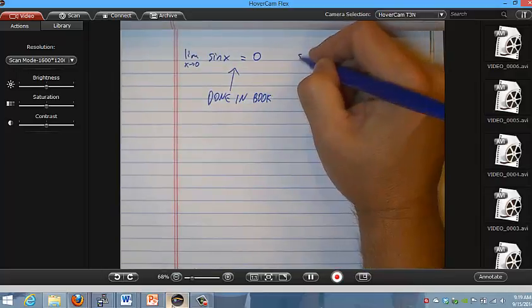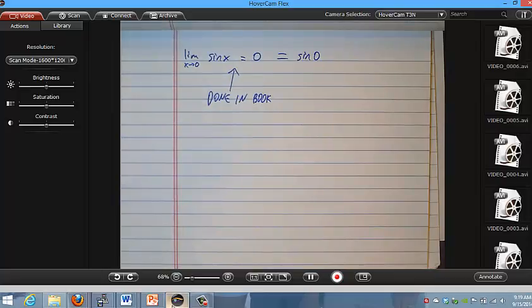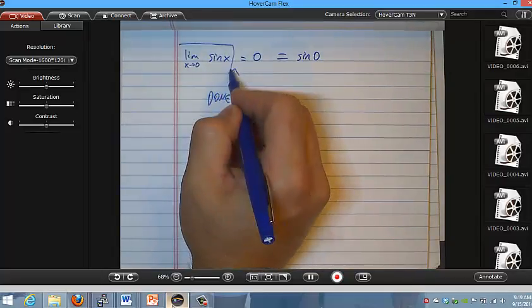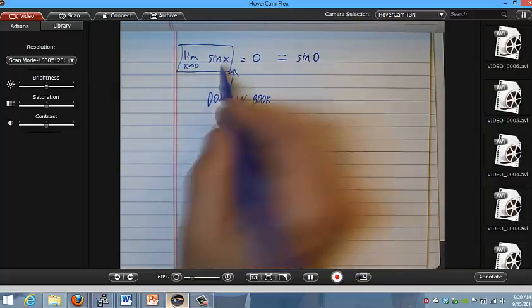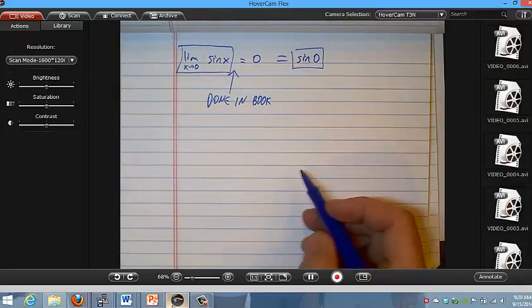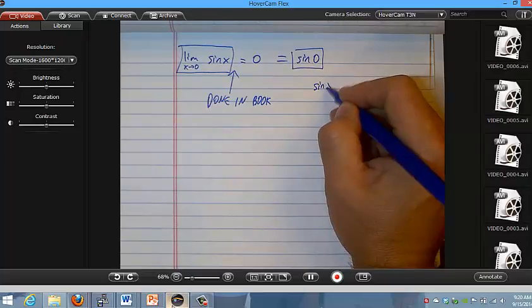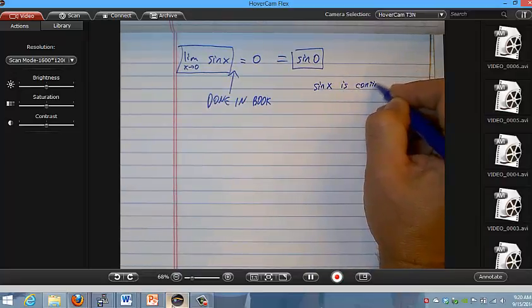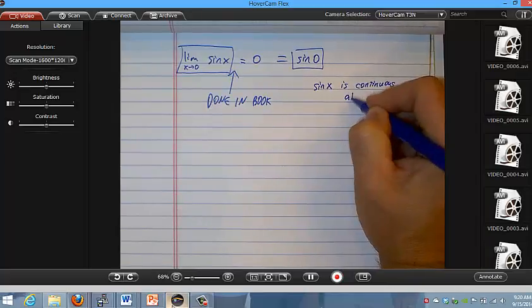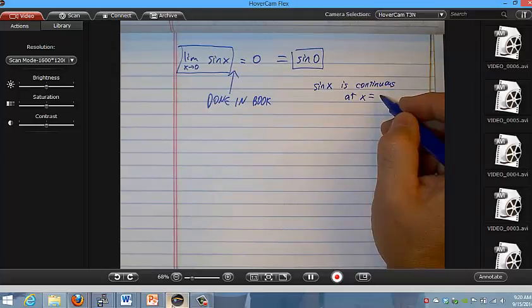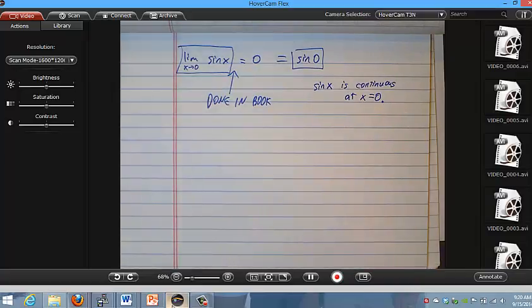But we also know that the sine of 0 is equal to 0, right? So if the limit as x approaches a of sine of x is the same as the sine of a, what does that prove? Continuity. Sine of x is continuous at x equals what? A, which is 0, right? So that's the first thing done, is if you have those two facts, then we know that sine of x is continuous at x equals 0.